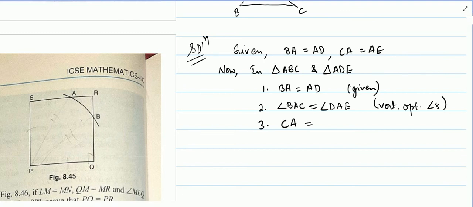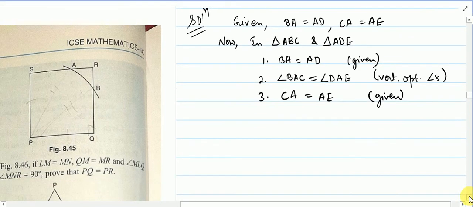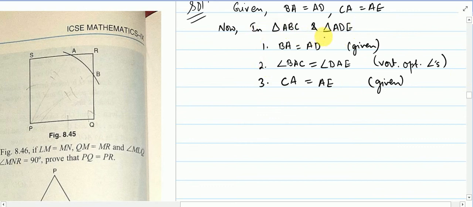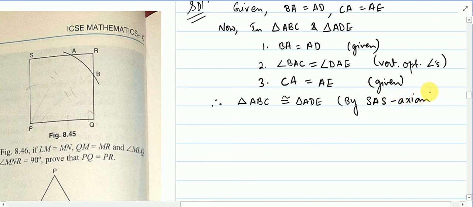So thirdly, we have CA equal to AE. Done. This is also given to us. Clear? Now you can see these two triangles will be congruent. Why? Because side angle side. Therefore, triangle ABC is congruent to triangle ADE by side angle side axiom. Okay.